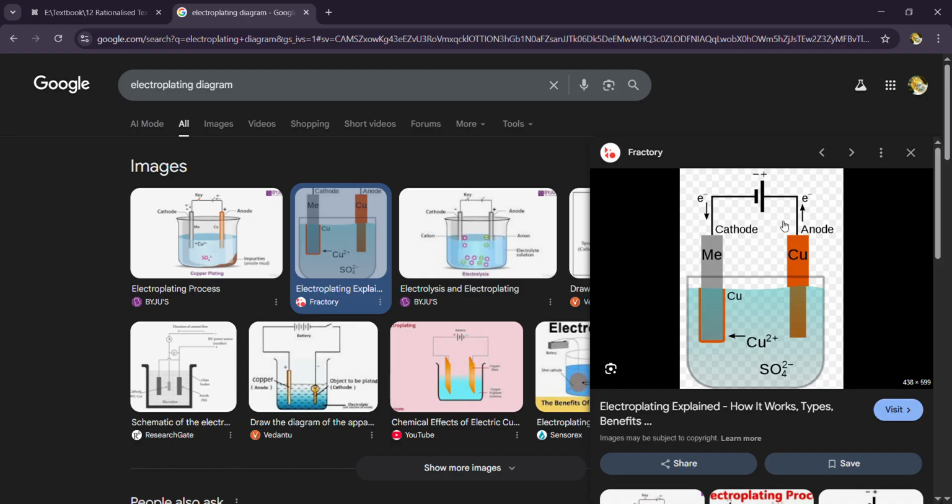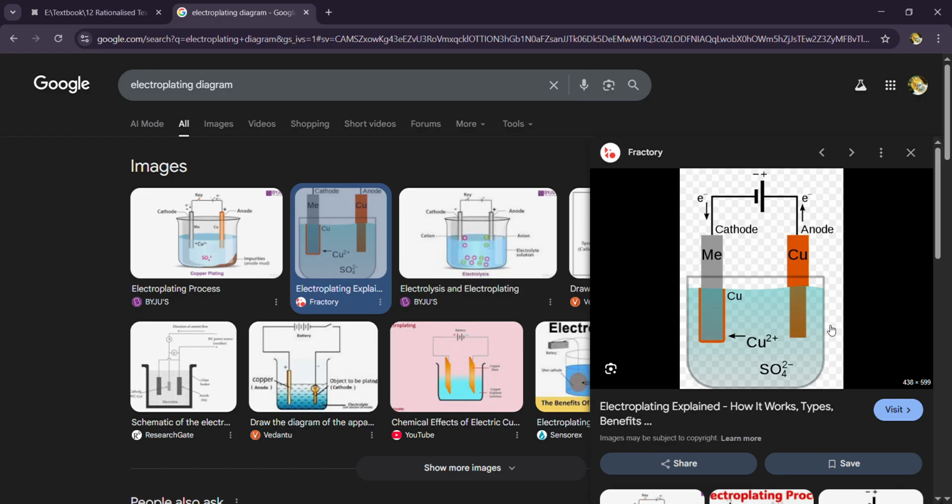Electroplating means when we apply a coating of some other material on another inferior metal. Like we will electroplate copper on a metal, copper on an iron rod. Okay. So for plating a layer of copper on an iron rod, we will take a copper rod.